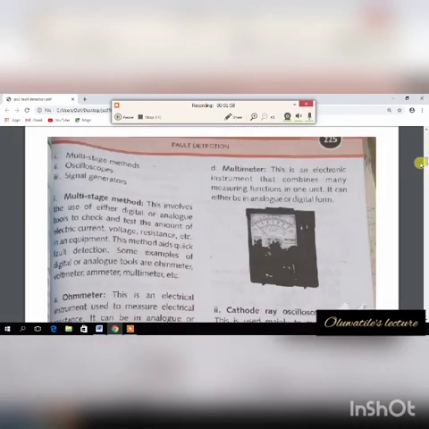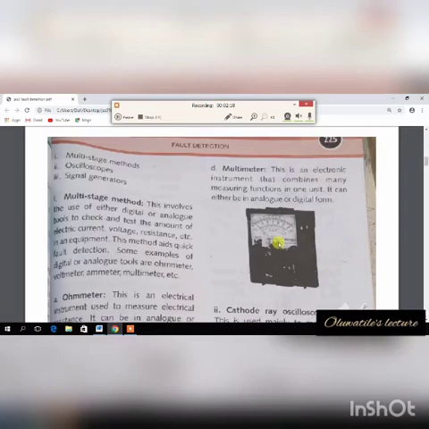And the fourth one under the multi-stage method is called the multimeter, from the word multi. So you should know that it is actually doing more than one work. It's actually performing more than one operation. This is an electronic instrument that combines many measuring functions in one unit. It can either be analog or digital. At least you can see it.